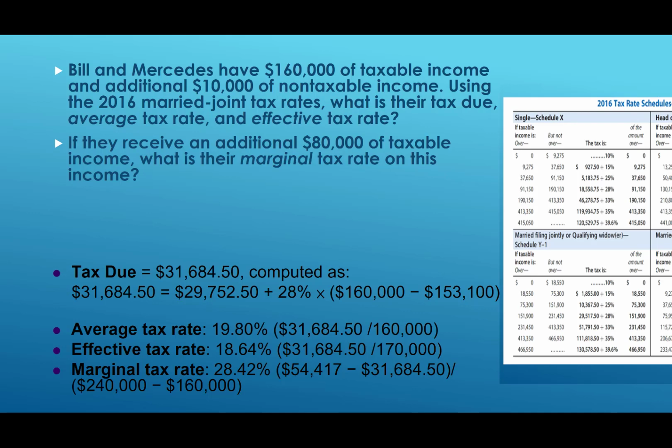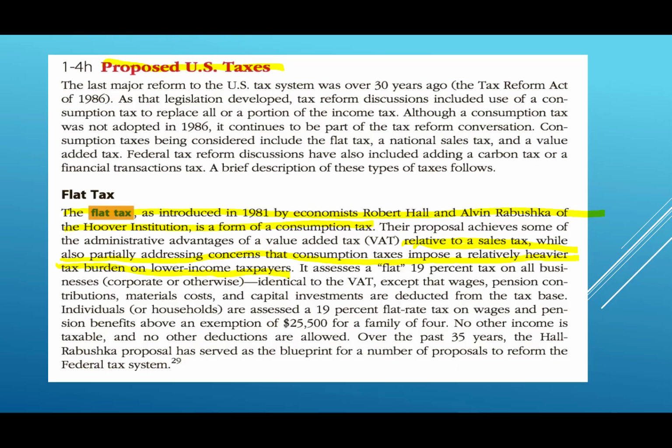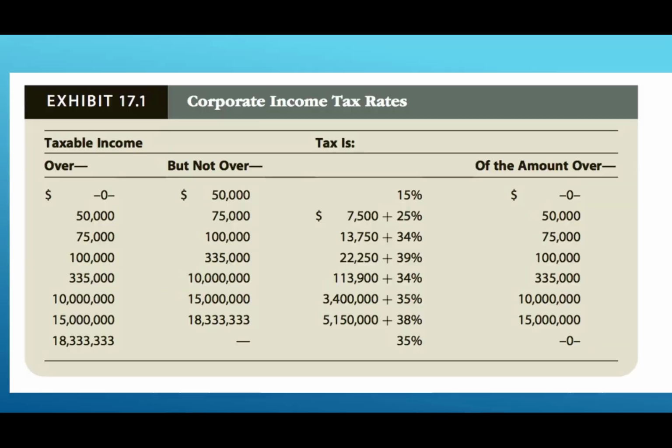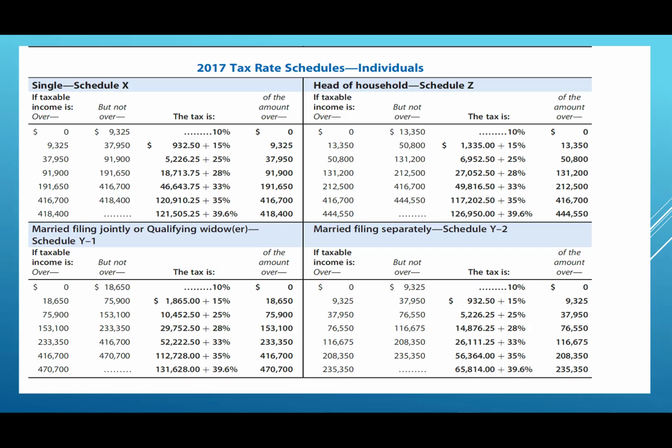We take this, it's $31,684, and since they made $160,000, and let's see if I can make the schedule a little bit bigger here, or I'll just go back to the schedule. I was going to try to do it on the same page, but I'll just go back here. So they made what? They made $160,000. So they're more than $91,000, but they are less than $191,650, right? So they have to pay at least $18,713.75 plus 28% of the amount over that lower threshold, right?